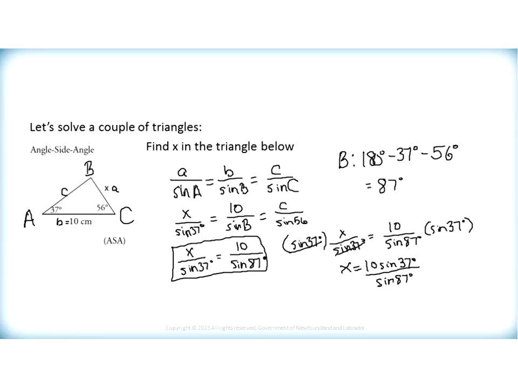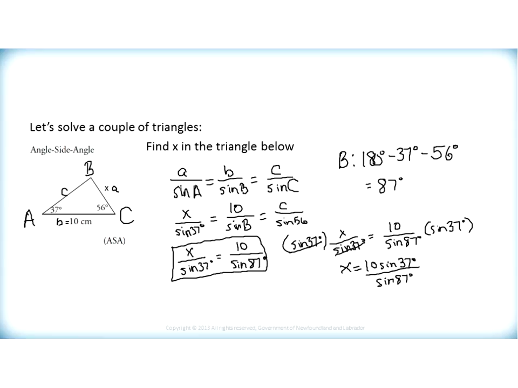So hopefully you can see my calculator here now. I've got 10 times sine 37 divided by sine 87. So I'm going to type that into my calculator. 10 times, and with this calculator I have to put in the angle first and then hit the sine button. With your calculator you might have to put the sine 37 in as it's written, or you may have to type in 37 then sine like I'm going to do.